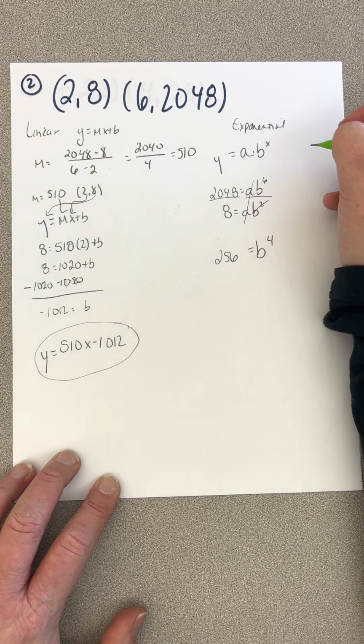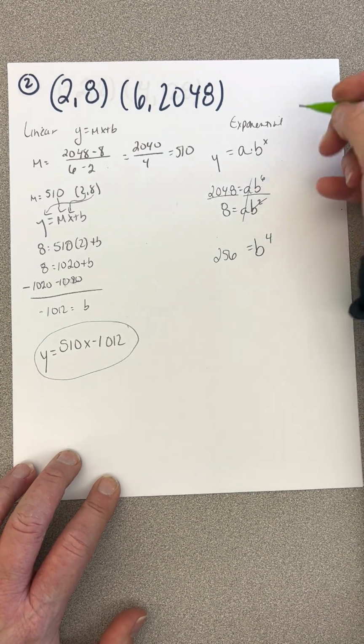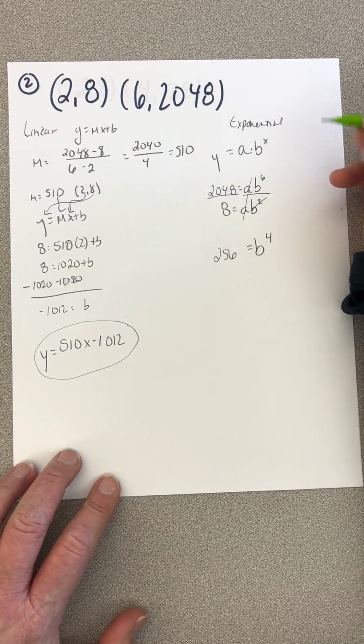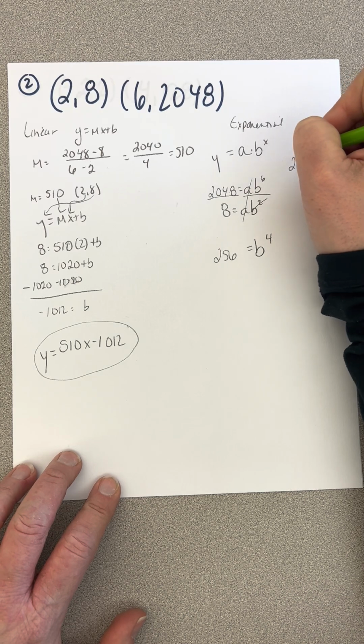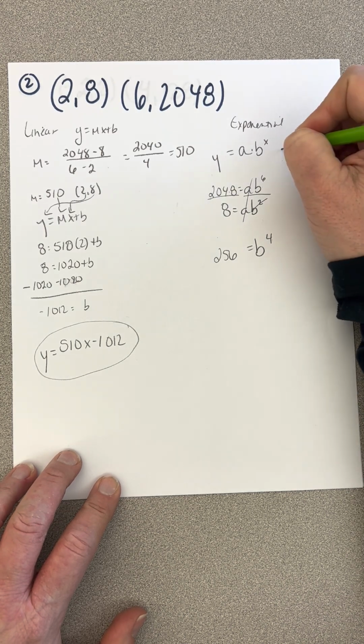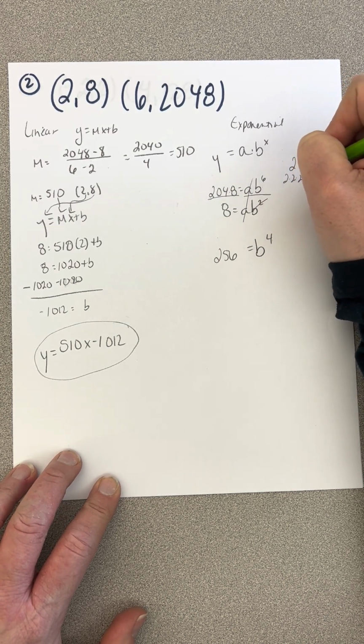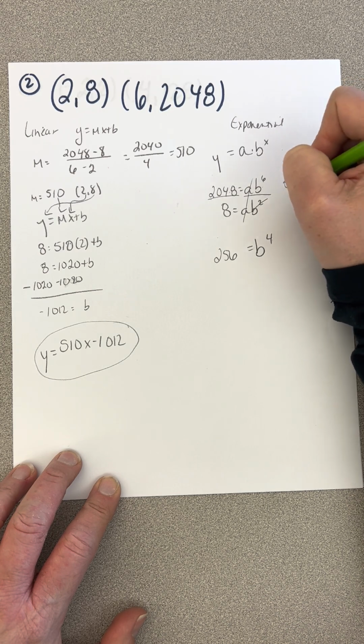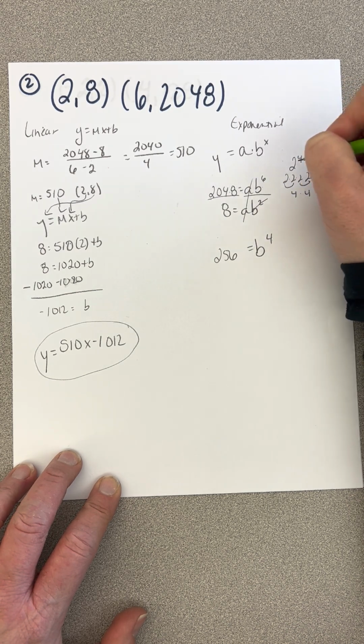If you know how to do roots, you can do it. If not, I can just guess and check. This is Algebra 1, so we should be able to figure this out. All right, 2 to the 4th: 2 times 2 times 2 times 2. This would be a 4, and that would be a 4. 4 times 4 is 16. 2 to the 4th is 16.